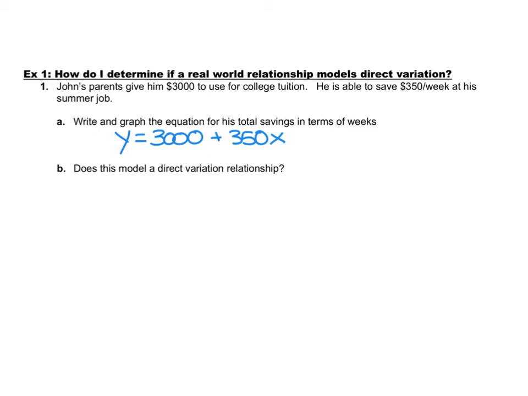So that's our slope. So if I were to put this on a graph, it would kind of look like this. This is not going to be to scale, but I'm going to go all the way up to, let's say, right here is our $3,000. That's how much he starts with. And then every week, he's going to go up 350 over 1, up 350 over 1, up 350 over 1, and so forth. And so our graph will look somewhat like this.